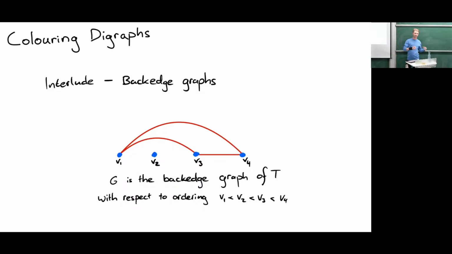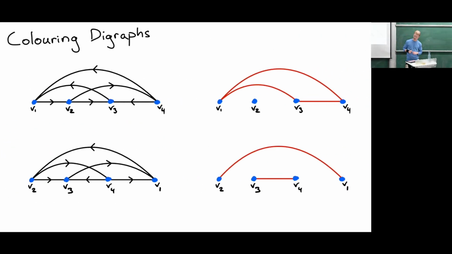So for any specific ordering, I get a backedge graph, but there are many possible orderings of a tournament, and so there are many different backedge graphs. Here the 2 tournaments on the left are the same tournament, just in a different ordering, and we get very different backedge graphs. The top one contains a triangle and is 3 colorable. The bottom one is disconnected. Very different graphs, and this is a problem in general. If we want to study backedge graphs, we have to consider all of them.